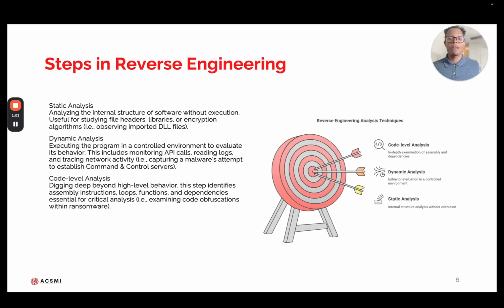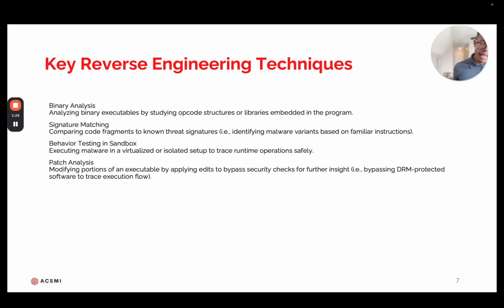So some of the steps, and we talked about it before, static and dynamic analysis. Then you have your code level analysis. We didn't really touch too deep on that, but it digs a little bit deeper than your normal analysis. This basically helps you identify the assembly instructions, right? What loops, what functions, what dependencies are in play. So for instance, if you needed to understand the code behind ransomware, you can do that with code level analysis.